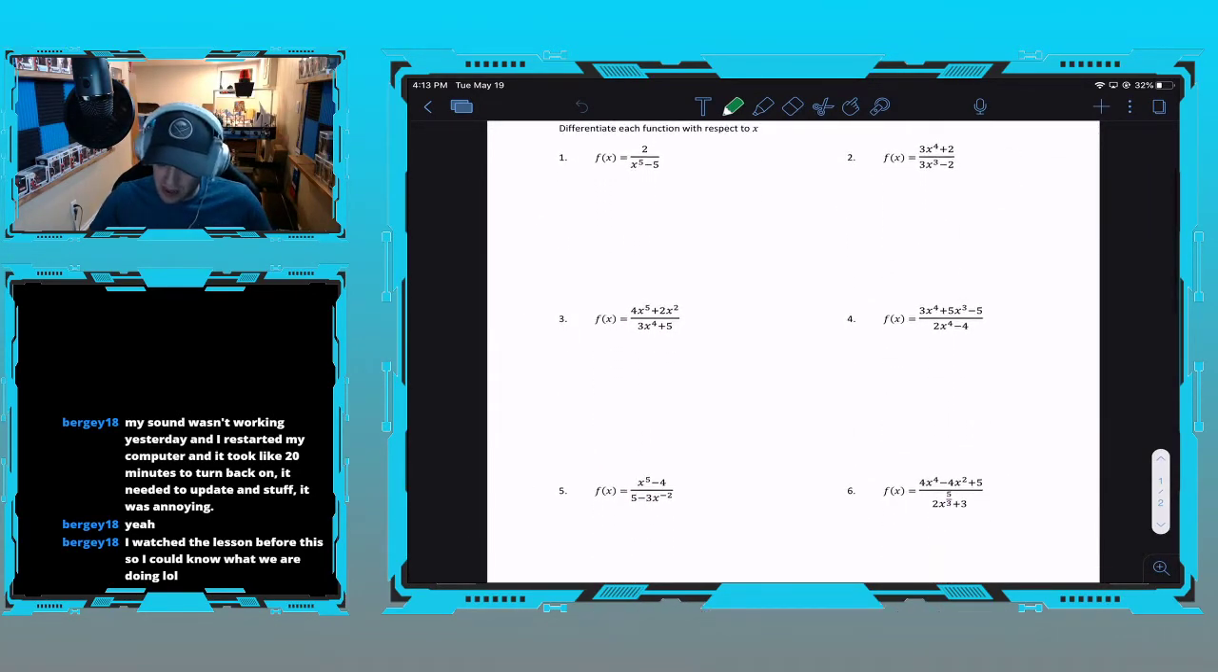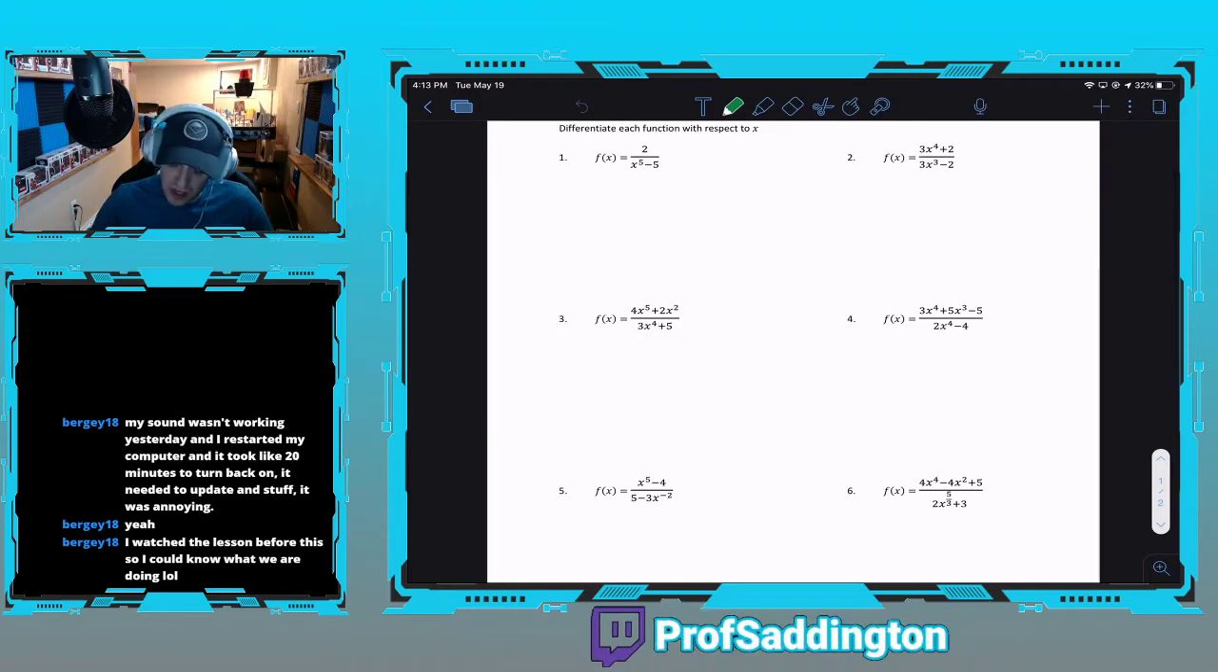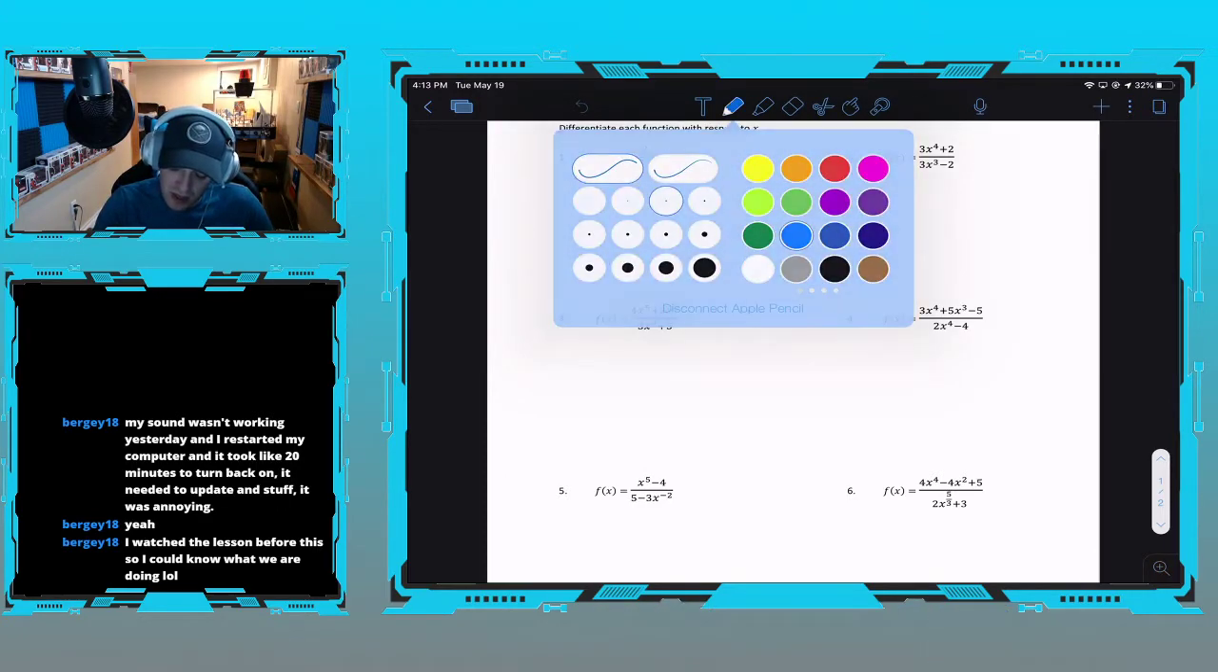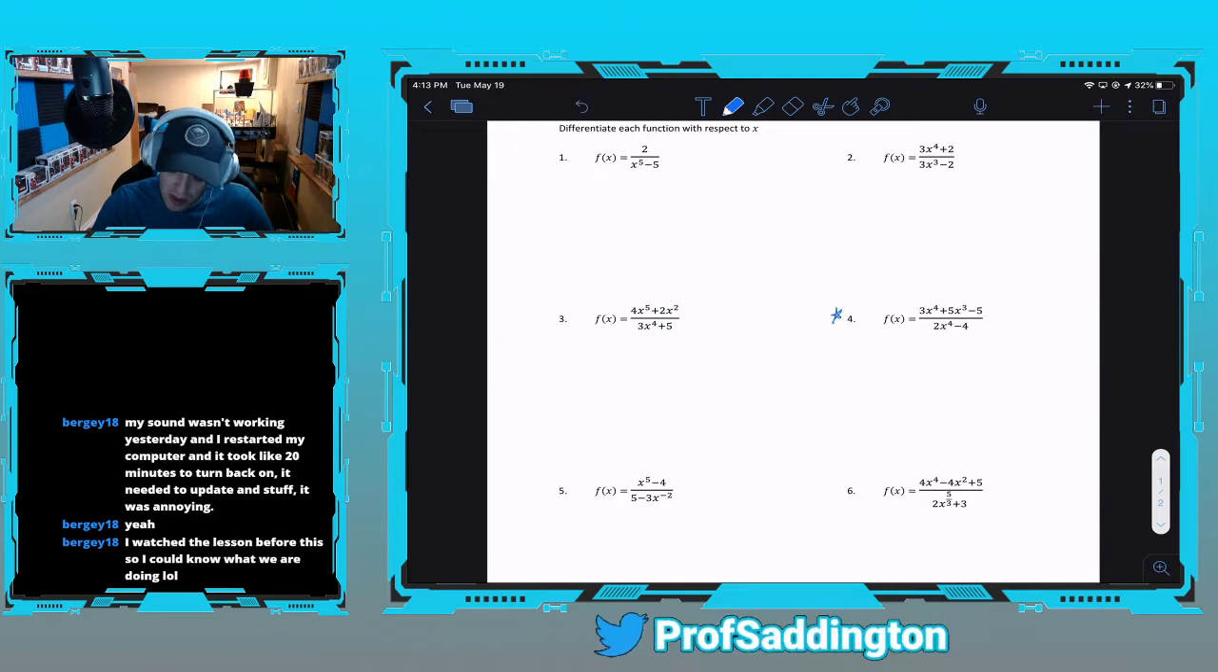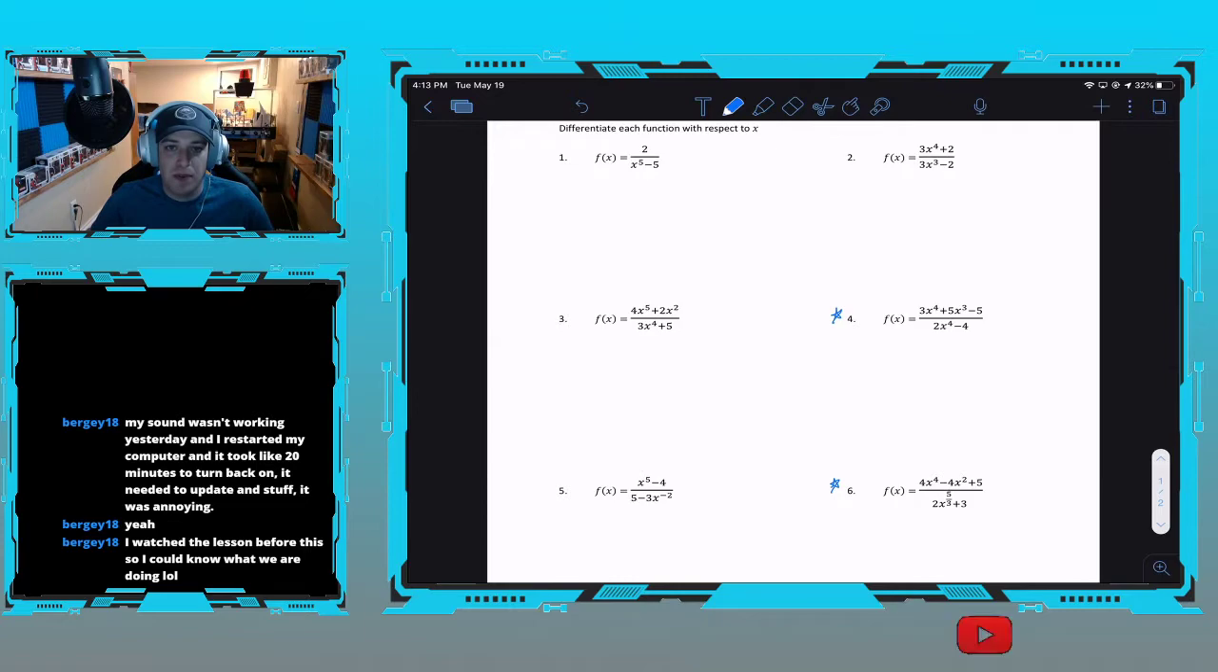I will tell you guys right now, the ones that are going to probably be a little bit longer are going to be number 4 and number 6, because there is a trinomial on the top of both of those. But all the other ones are going to be a little bit, I don't want to say easier, but the steps aren't going to be as extreme. Okay? So if you have any trouble, let me know. Make sure you guys turn them in.